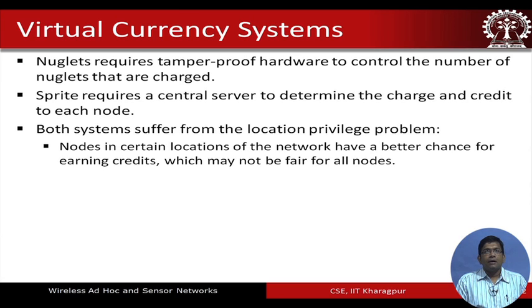Additionally, both of these systems suffer from something well known as the location privilege problem, which means that the nodes in certain locations of the network have a better chance of earning credits, which may not be fair for all the nodes in the network. So, certain nodes get privilege over other nodes due to their locations in the network.